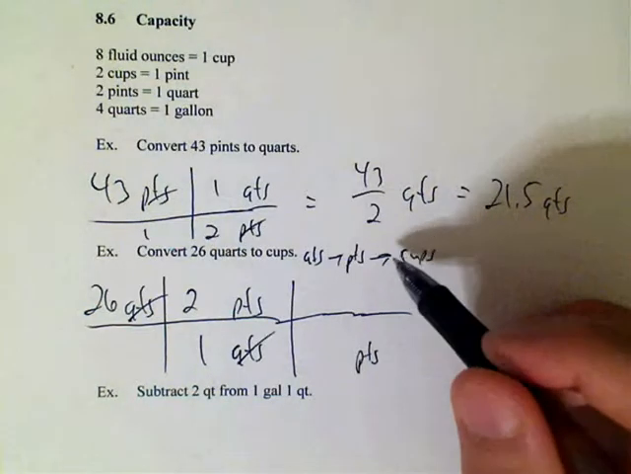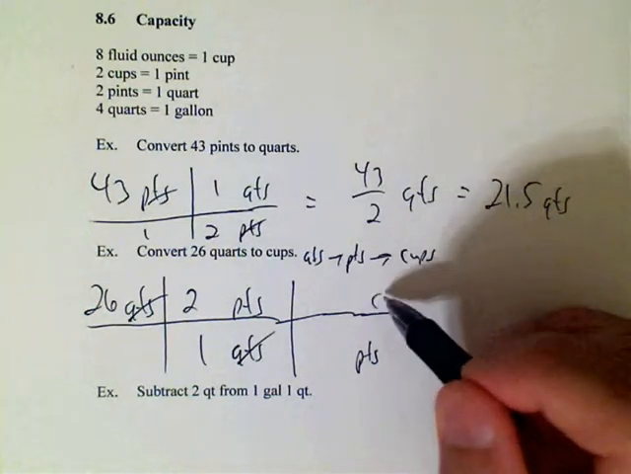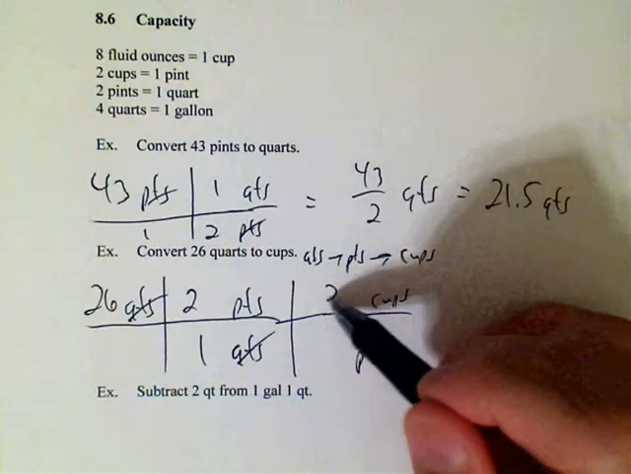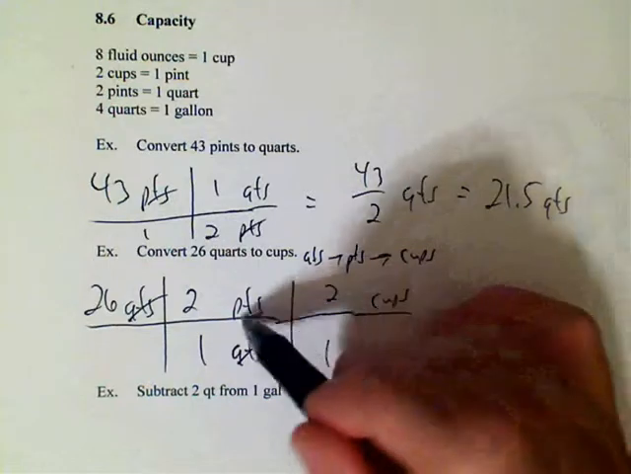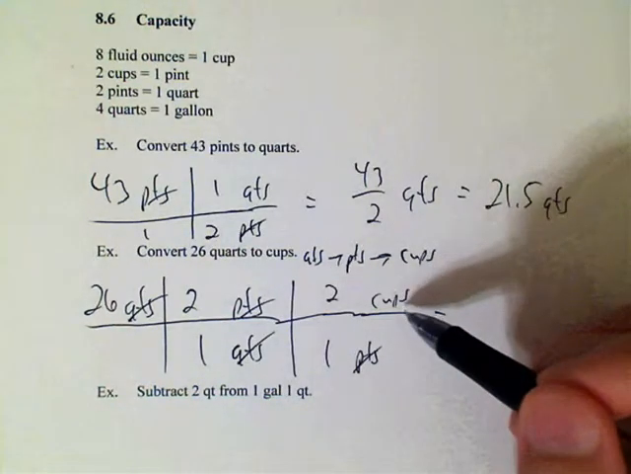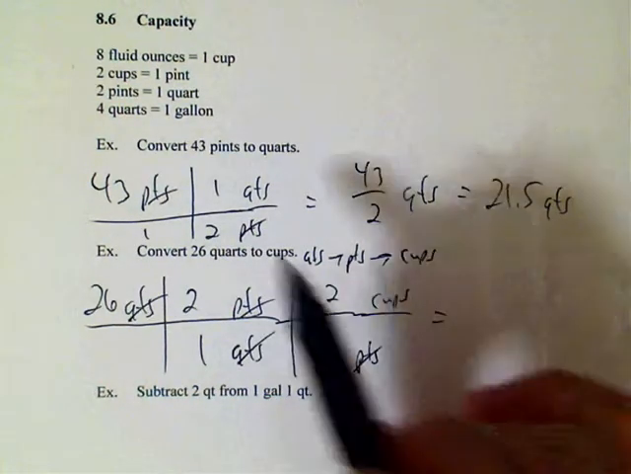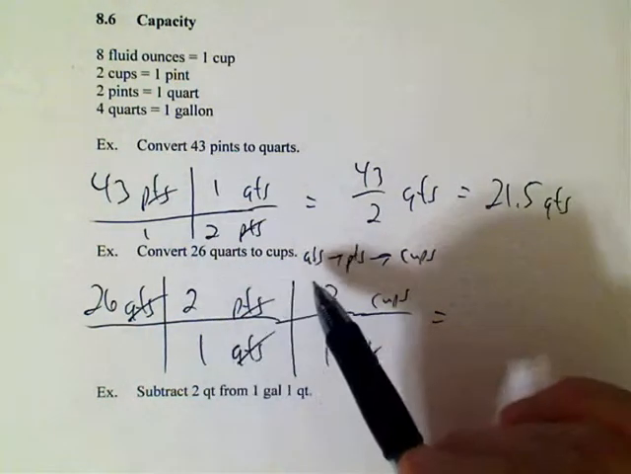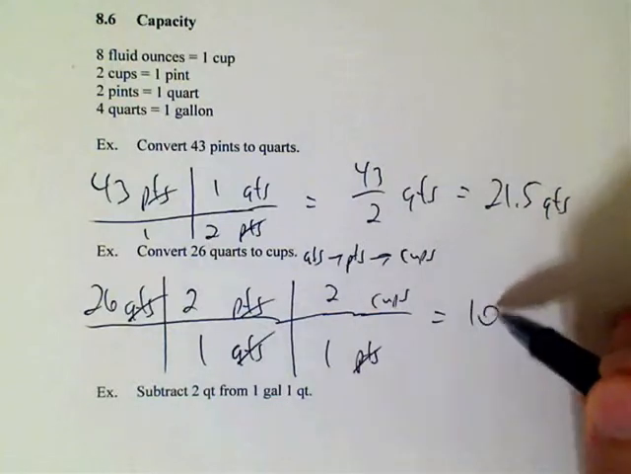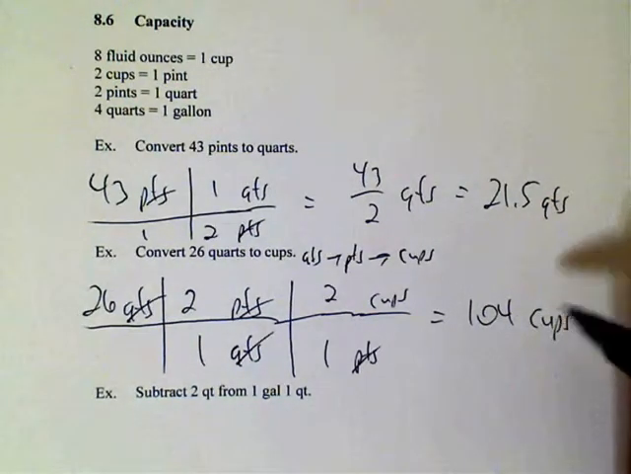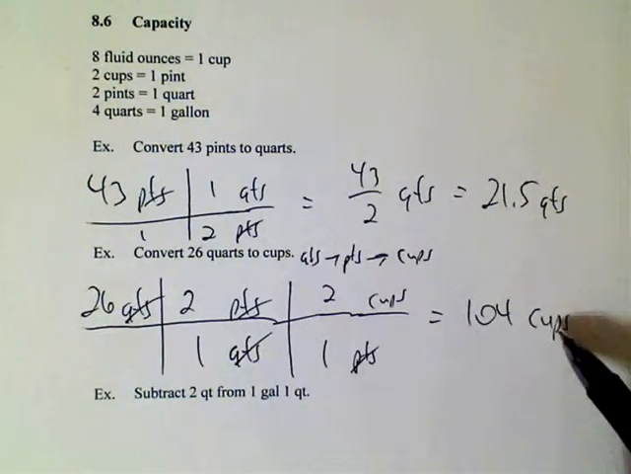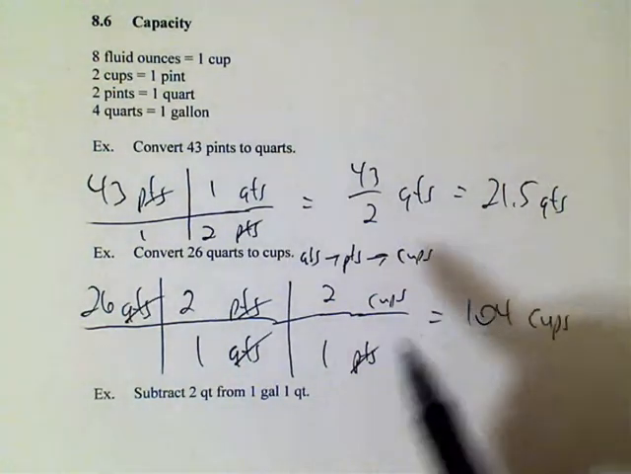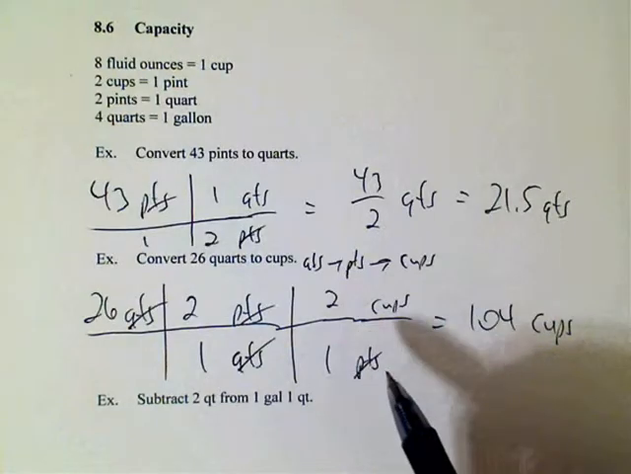So this one takes a couple of unit fractions. I want to say what we know about pints and cups. 2 cups is equal to 1 pint. Those pints cancel out, and we're at our desired units, so we're just going to multiply. 26 times 2 is 52. 52 times 2 is 104 cups. So 26 quarts equals 104 cups. You understand that? Sometimes it takes more than 1 unit fraction, or more than 1 step.